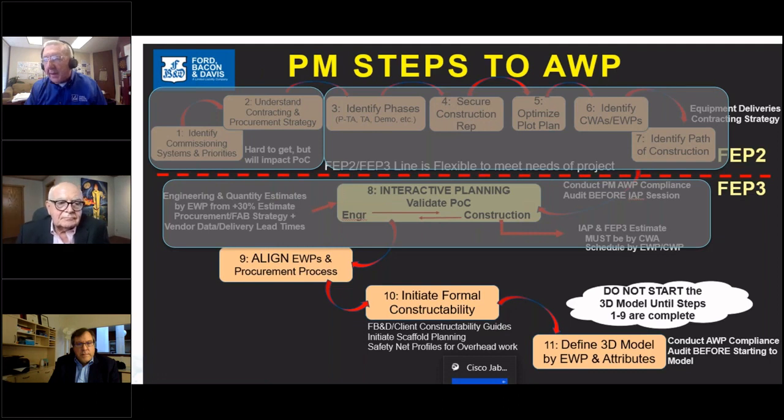And that includes scaffold planning and scaffold management. Scaffolding will kill you on a project of this size. And we tell our designer we don't want them starting that model until we've finished all these steps, because their model has to be AWP compliant. That means it has to have those boundaries for CWAs and CWPs and EWPs built into the model, in order for it to be handed forward to our last planner, the field planner, so that he can use that model to put together his installation work packages at the site. So that's what we're doing at this stage.